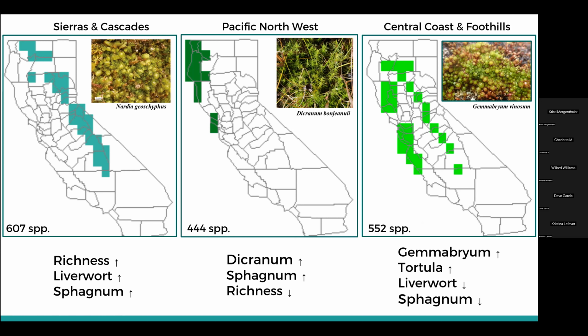And lastly, the Central Coast and Foothills ecoregion here has 552 species with a particularly high amount of richness in the Gemmabryum genus and Tortula genus, with a very low richness of liverworts and sphagnum species. Although there are no endemic species to this region, here's just a picture of one of the common Gemmabryums you can find in this region.